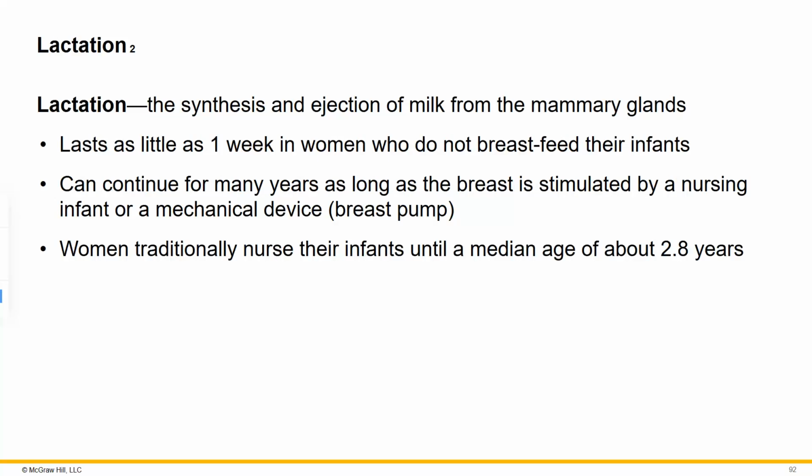Lactation, the synthesis and ejection of milk from mammary glands, lasts as little as 1 week in women who do not breastfeed their infants. It can continue for many years as long as the breast is stimulated by a nursing infant or a mechanical device like a breast pump. Women traditionally nurse their infants until a median age of about 2.8 years. Although they say 6 months of breastfeeding is good, some women cannot produce breast milk.